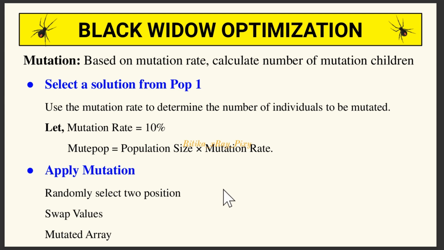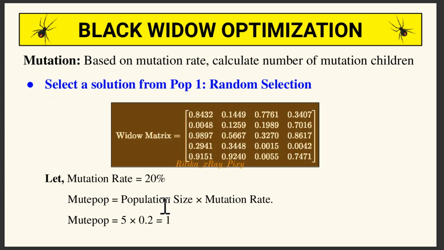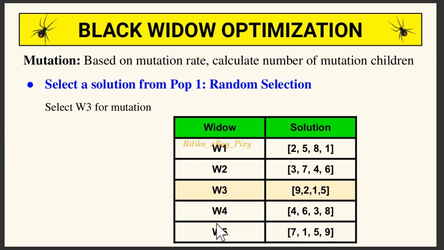For each selected individual, that is BWO, we will randomly select 2 element positions in the array, that is our solution. After selection, we will swap the values of the selected elements. Then we will update the population, replacing the original individual with the mutated one. For example, we have the initial BWO population. You can see this array, and we have a total of 5 widows. Suppose the mutation rate is 20%. Mute population is 5 times 0.2, that is 1, meaning 1 individual will be mutated.